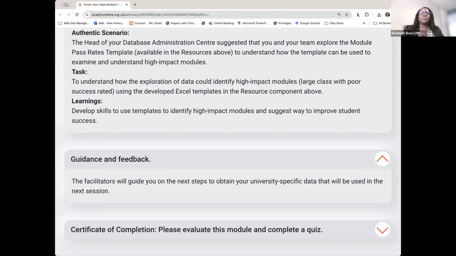Because next week when we meet, we're also going to expand on other key performance indicators that we look at in Siyaphumelela. And after that, you will have to come back and showcase what your institution is doing in terms of addressing student success and looking at those key indicators. And that will be the last session that we have with you before you go into the ethics.